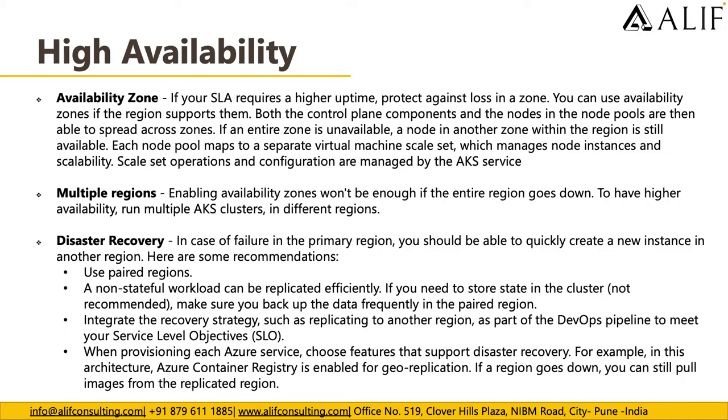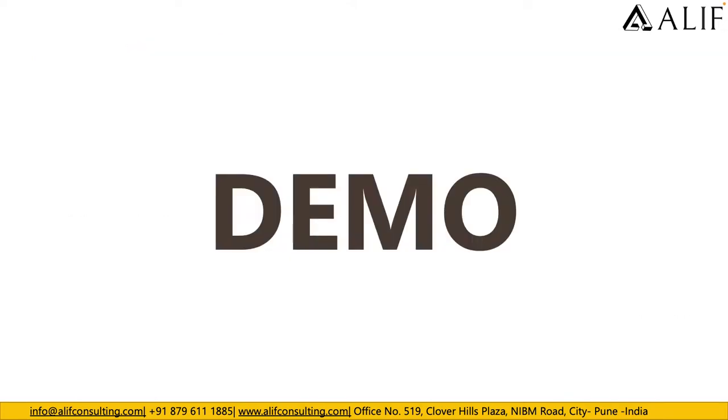So these are the availability options inside AKS, but you do have some recommendations when you are doing disaster recovery. Use the paired region. That's one of the important ones, right? And when you are developing a solution for disaster recovery, think only about the components which are supported for the business continuity plan, and the services which are supported for geo-replication, right? So these are some of the recommendations. Let's quickly move to the demo.